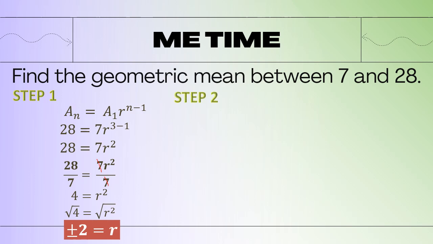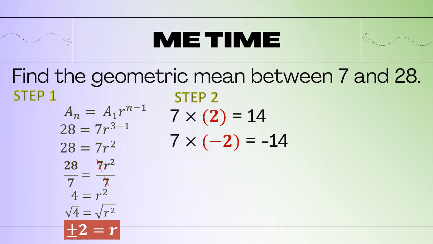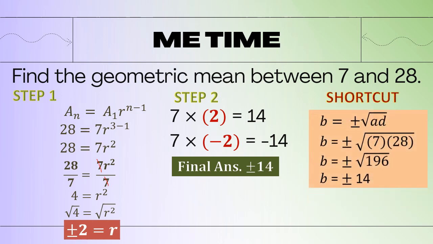Okay, moving on to our step 2, let's just simply multiply positive 2 to the preceding term, or you may have negative 2 multiplied with the preceding term as well. And so our final answer is positive or negative 14. Again, if you're going to apply the shortcut, you will arrive with the same answer, which is positive or negative 14. So take note, this shortcut is only applicable if you're going to look for one geometric mean to be inserted in between the given 2 terms.